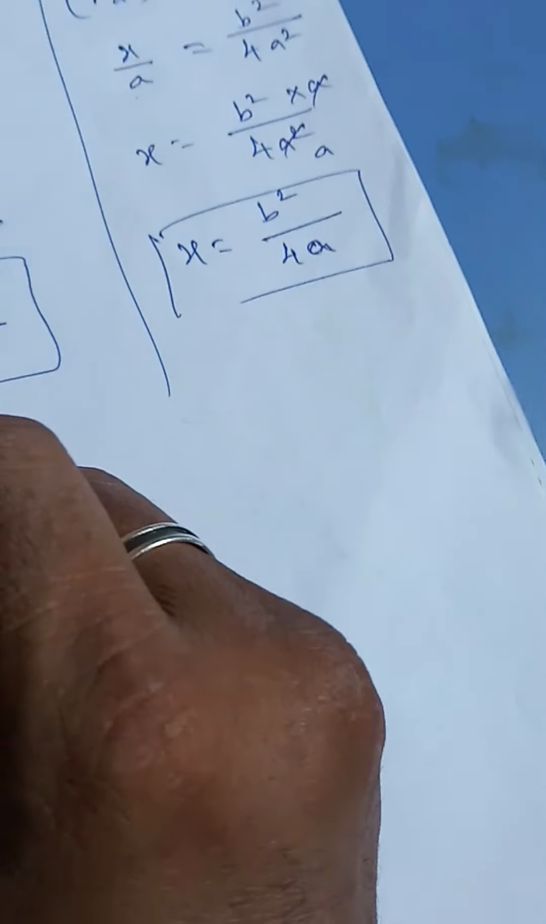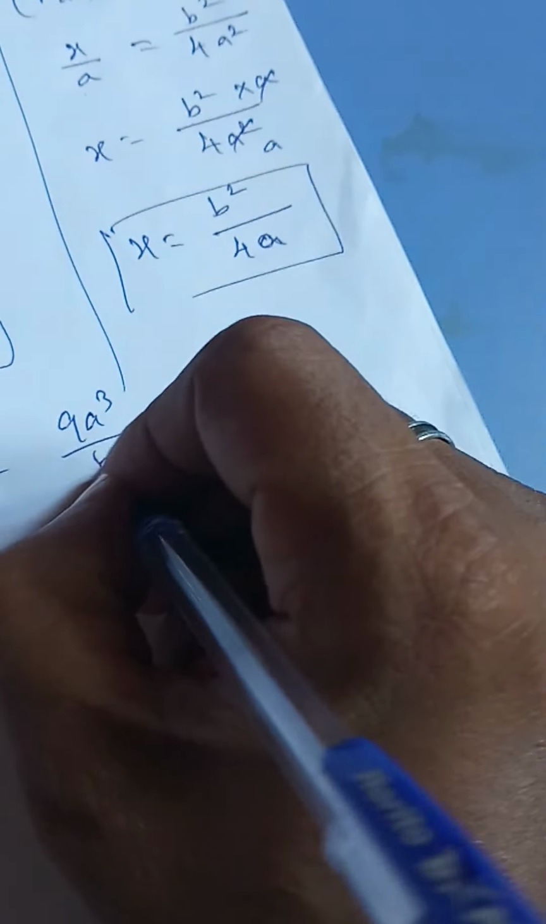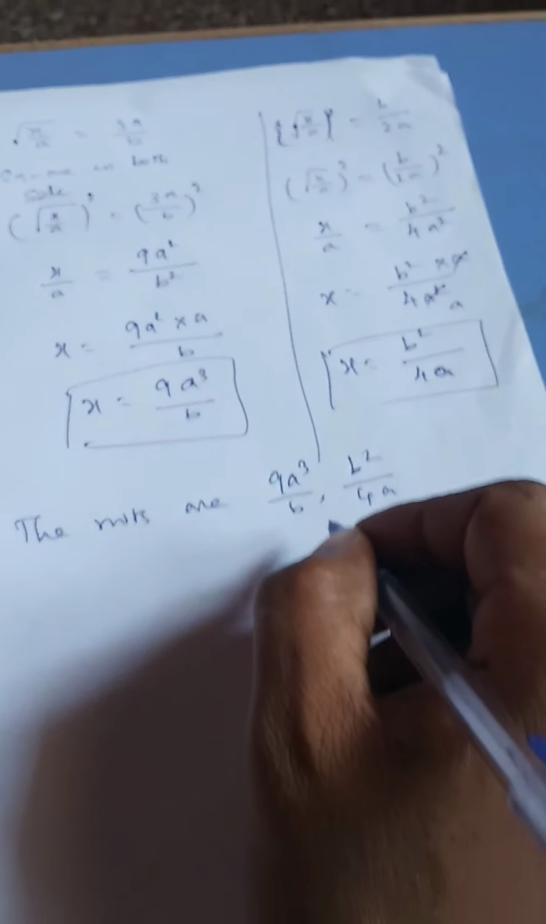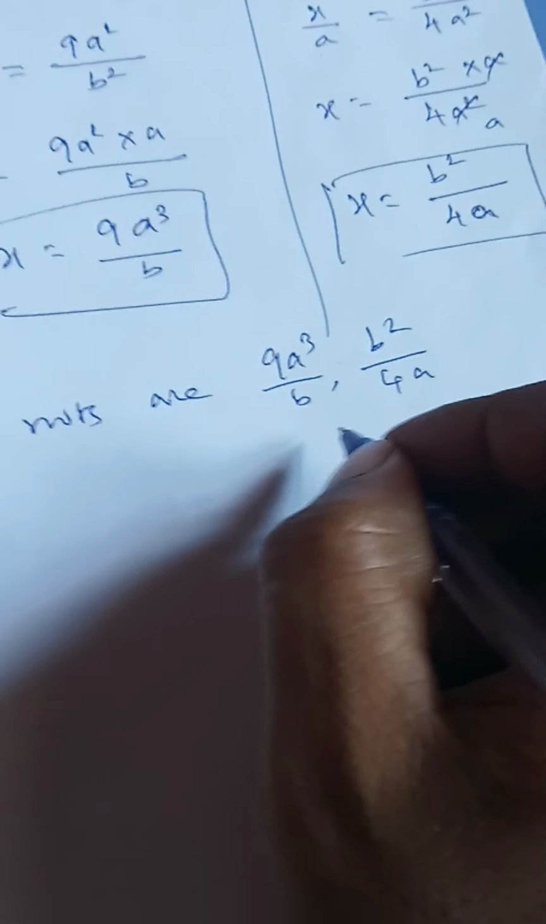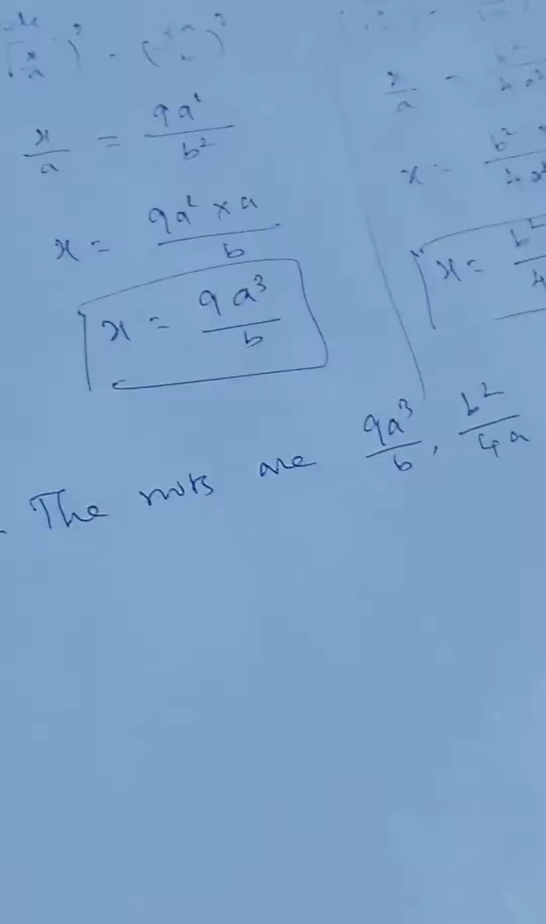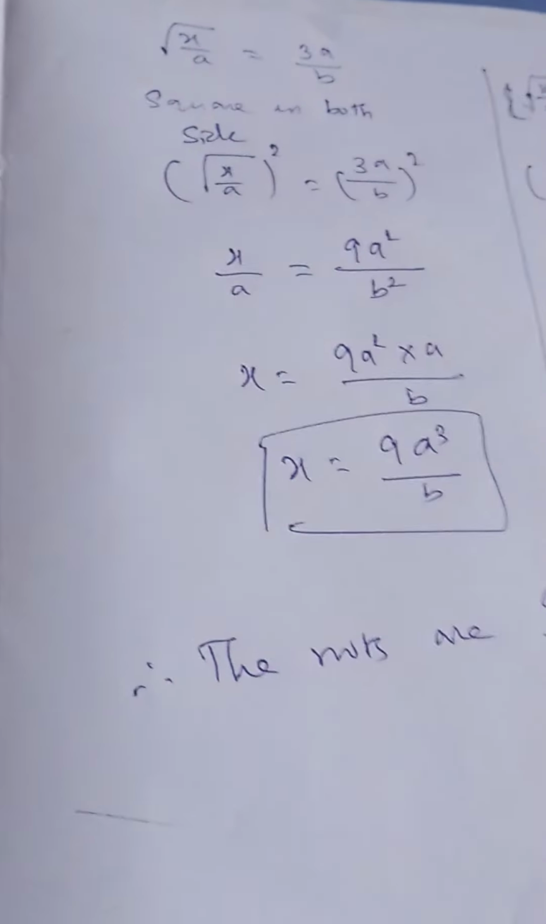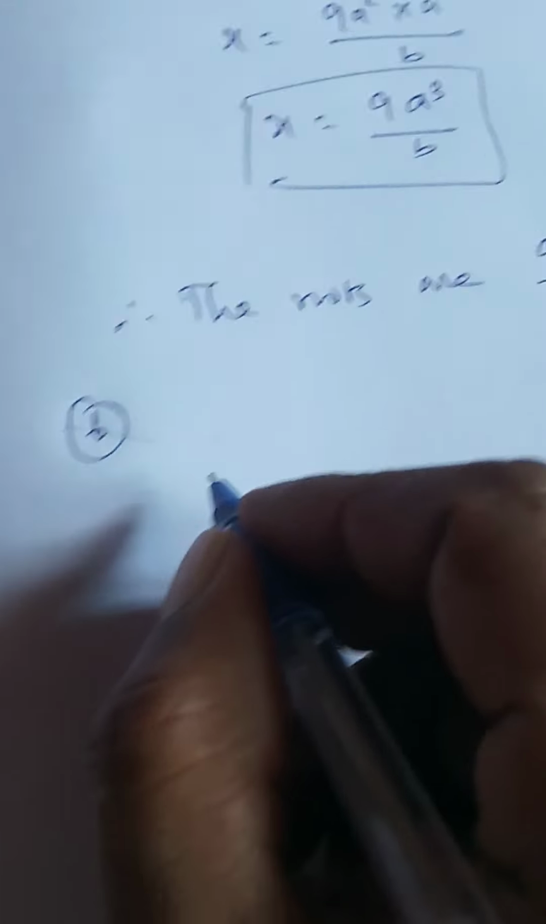Therefore the roots of x are 9a cube divided by b, and b square divided by 4a. Okay, that's all. Then fourth sum over. Next, we continue with the next sum.